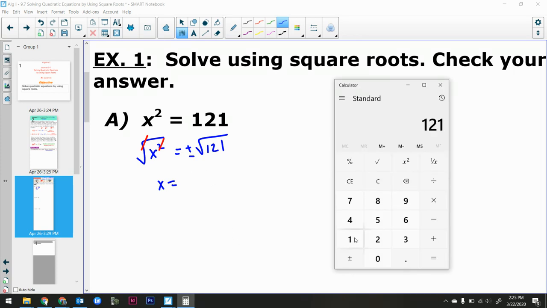I'm just going to do it here. 121. This one you have to hit the number 121 and then the square root button. But the square root of 121 is 11. Okay, what does that mean? That means that 11 times 11 is 121.